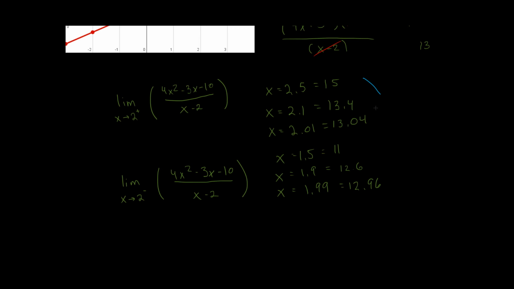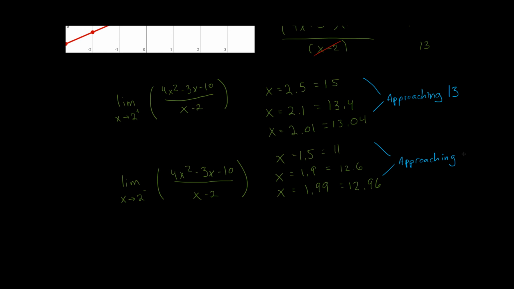So now let's take a look at these piece by piece. What does the right-hand limit look like it's approaching? Well, it went from 15 to 13.4, and from 13.4 to 13.04. And you can imagine getting closer and closer to 13. So this is approaching 13. All right, what about the left-hand limit? Well, we were increasing from 11 to 12.6 to 12.96. And that also looks like it's approaching 13.